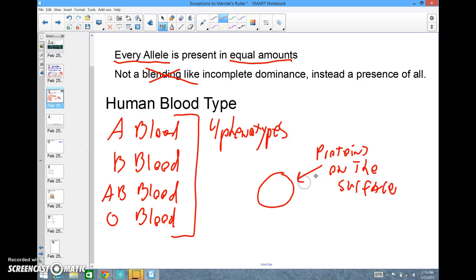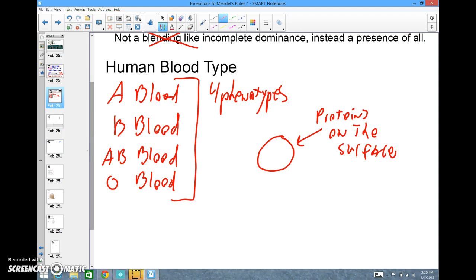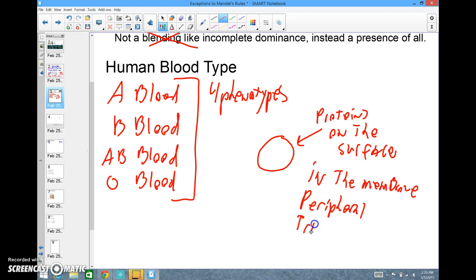Okay, so there's going to be proteins on the surface here. And hopefully you remember from our previous discussion of the cell membrane that these proteins are actually in the membrane. They are most likely peripheral, so they're proteins that don't extend all the way through but are on the outside, although some are transmembrane.